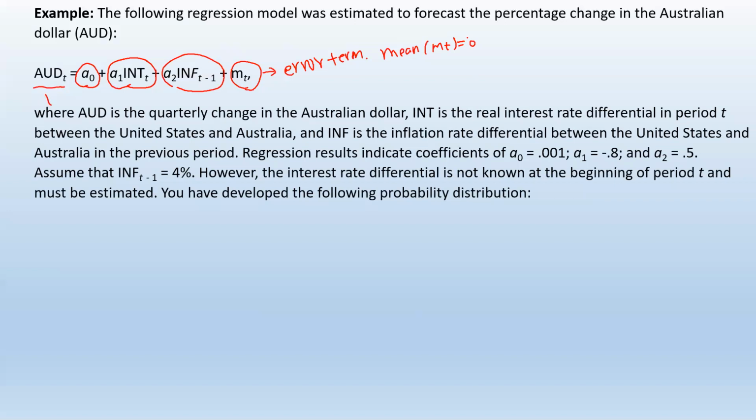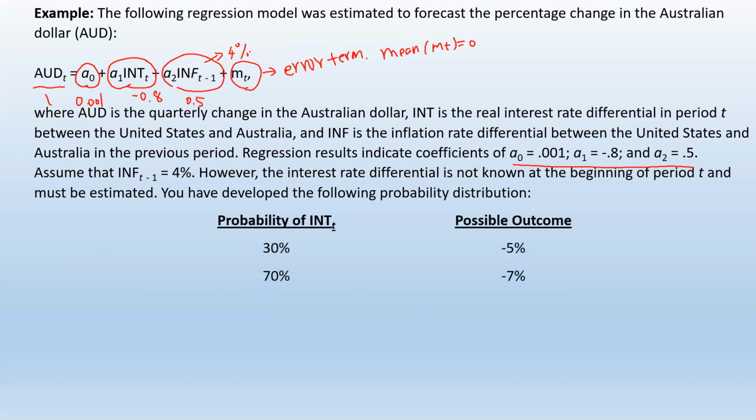And you should know the average error term equals 0. And they found the following regression coefficients. So A0 is 0.001, A1 is -0.8, A2 is 0.5, and this inflation differential is 4%. But this inflation differential is for sure. The interest rate differential, though, is not the same. It has different scenarios.